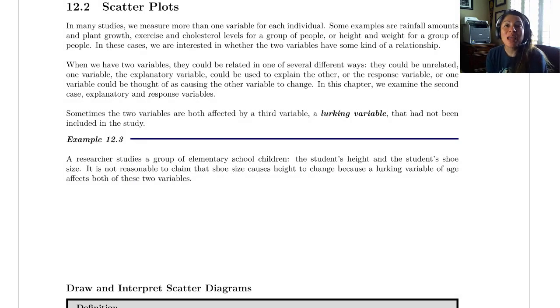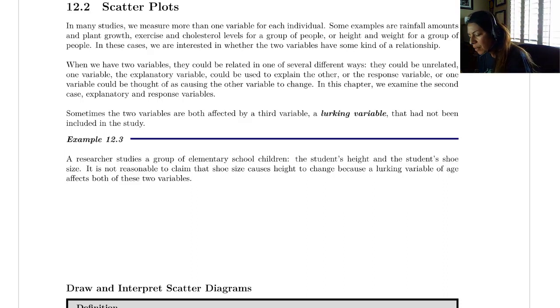Okay, so now we get to actually dig in a little bit into chapter 12, and we're just going to start off with scatter plots. And scatter plots are exactly what they are, just dots scattered. So we're going to talk about why they're so important.